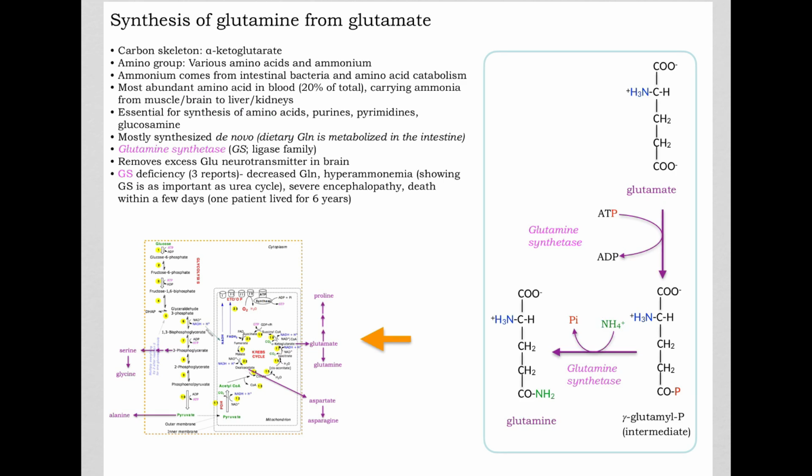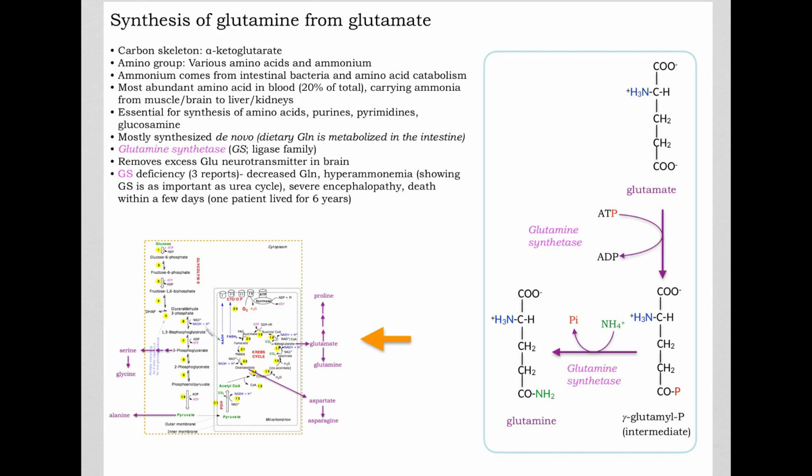Glutamine is very important for the synthesis of many amino acids, as well as for the synthesis of the purines and pyrimidines in nucleotides, and other biomolecules such as glucosamine. Most of the glutamine is synthesized by our body because the dietary glutamine is basically metabolized in the intestine.